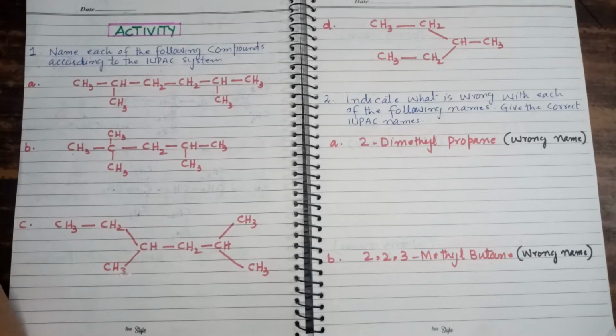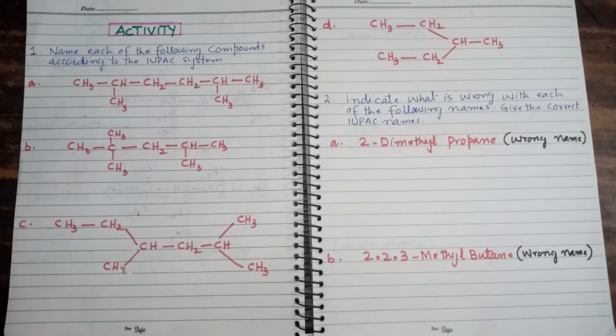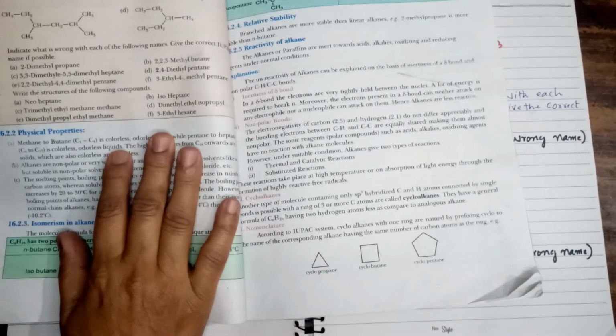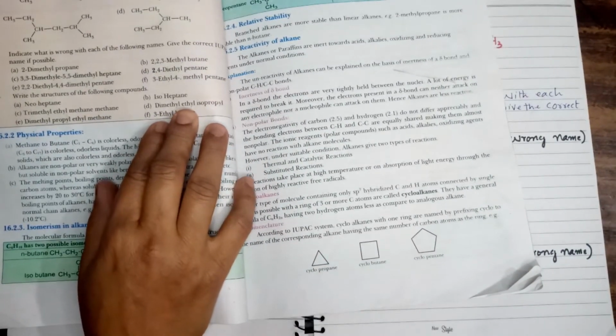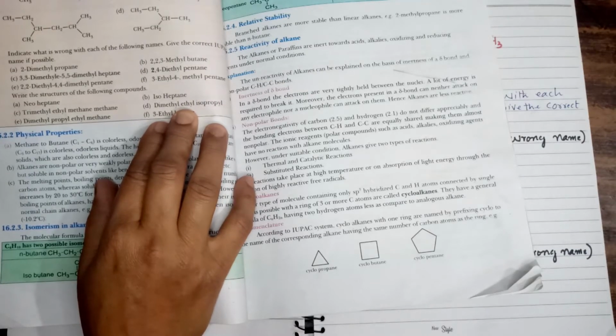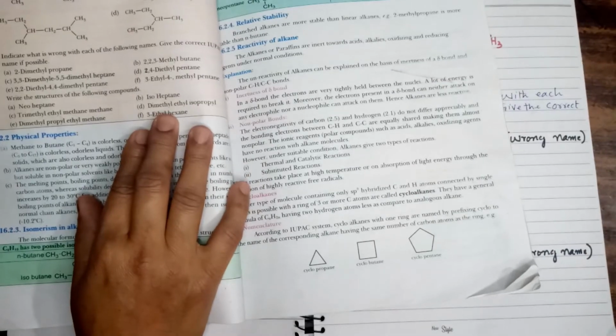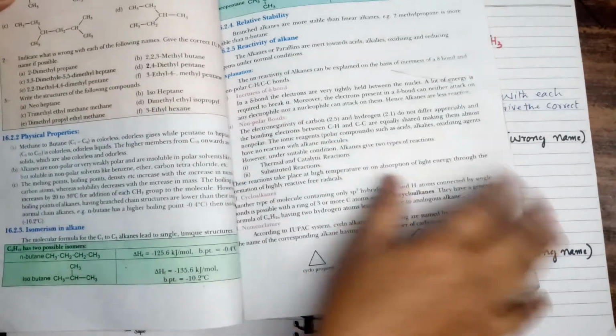Students, we have learned the rules for the nomenclature of alkanes. Now we'll solve the activity given in your book at page number 86. We learned the rules of nomenclature of alkanes. Now apply these rules to solve the questions given in this activity. Right, students?